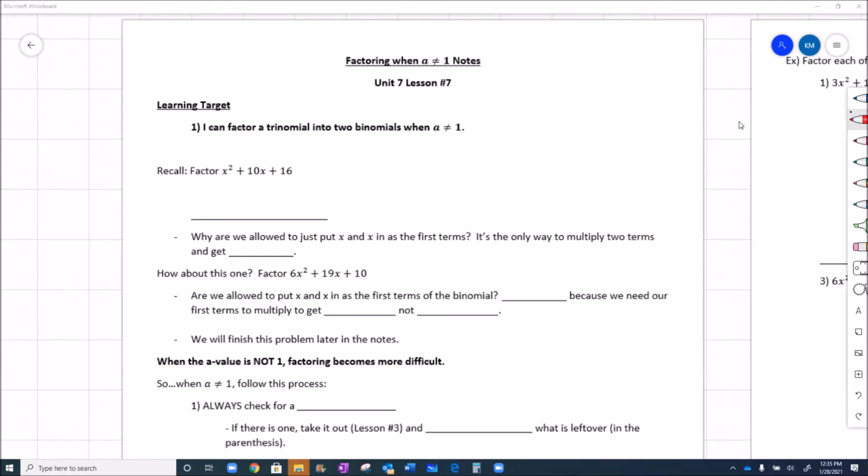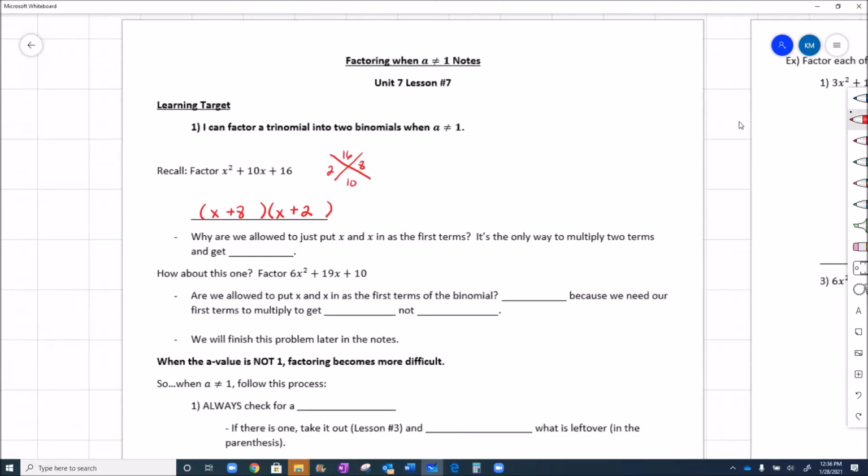Okay. So here, recall it says factor x squared plus 10x plus 16. Remember from last lesson, we were able to do that with the help of our X. Found two numbers that multiply to give us 16, added to give us 10. Before we go there, we knew last lesson that we're going to get x plus, x plus. So two numbers that multiply to give us 16 and add to give us 10 are 8 and 2. So x plus 8 times x plus 2 should give us this quadratic.